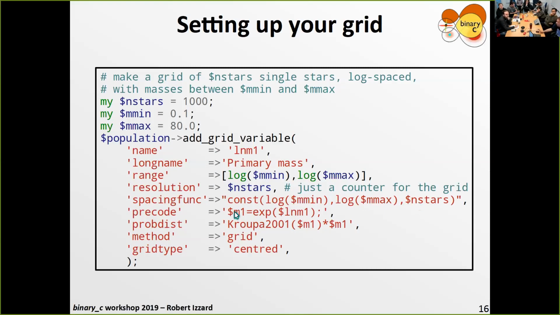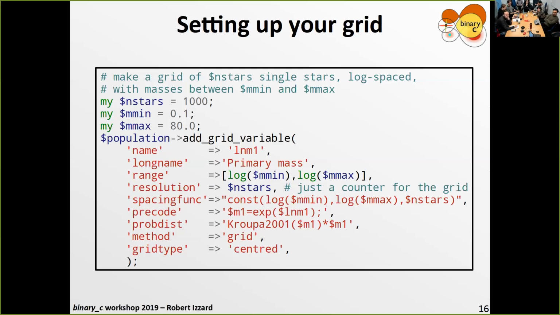The pre-code is code that's executed at the beginning of this chunk of the loop. What we do there is we construct the mass from the log mass, because the mass is what you actually need to call binary C. So you have to do that. We then define a probability for each system. In this case, that's the Kroupa IMF, which we saw yesterday, I think. It's pretty standard. The reason we multiply by n1 is because it's log mass, not mass. So you have to convert. You've got the 1 over x integral.